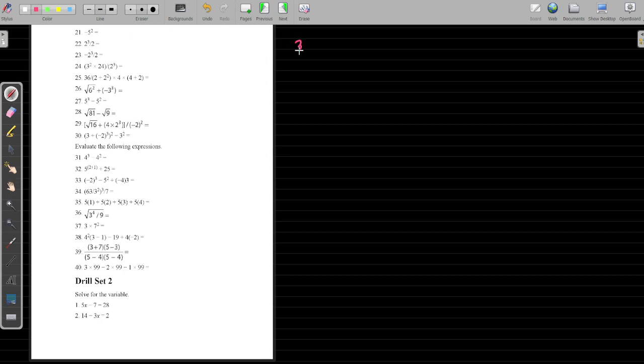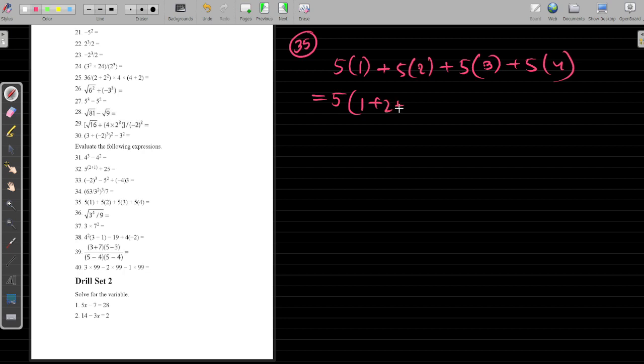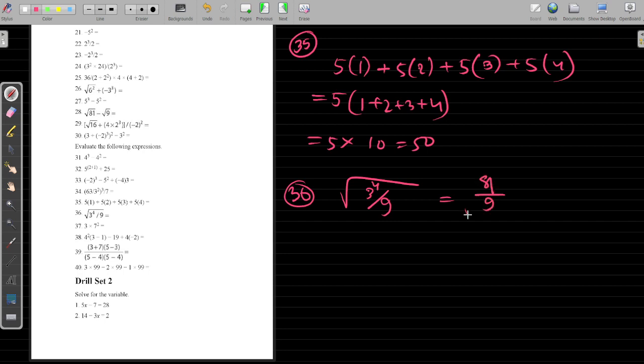Here this one is 35. 35 will be 5 multiplied by 1, and here 5 multiplied by 2 plus 5 multiplied by 3 plus 5 multiplied by 4. If I take common 5 from here, 1 plus 2 plus 3 plus 4. 5 multiplied by 10 and then 36. Number 36 means 4 divided by 9. It means 3 to the power 4 means 81 divided by 9 root over, then it will be 9 root over.